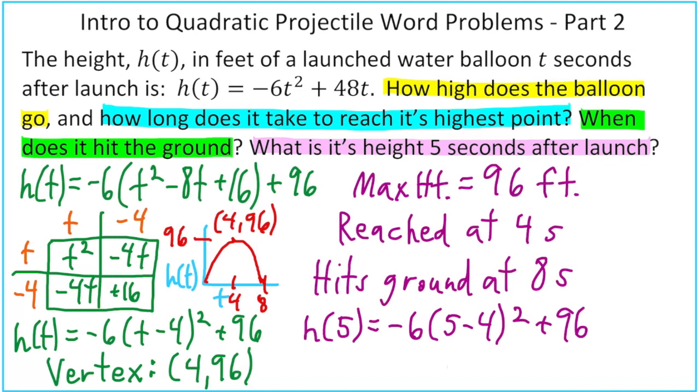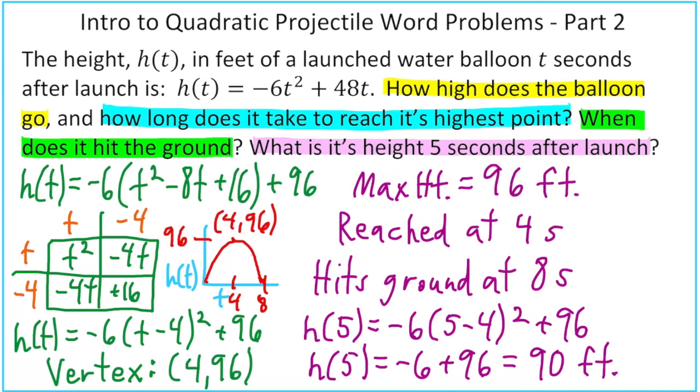I wouldn't expect you to do the entire thing in your head. So let's see how far we can get. So 5 minus 4 is 1. 1 squared is 1. And then I multiply that by negative 6 to get negative 6 plus 96. And then when I add those together, I get 90. And don't forget, it's a word problem. So let's label it with 90 feet.